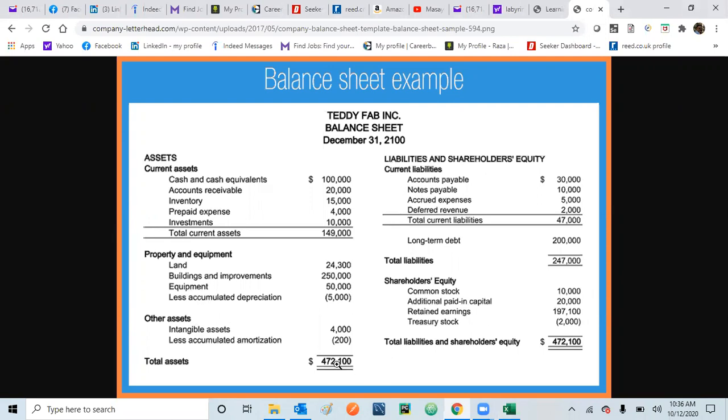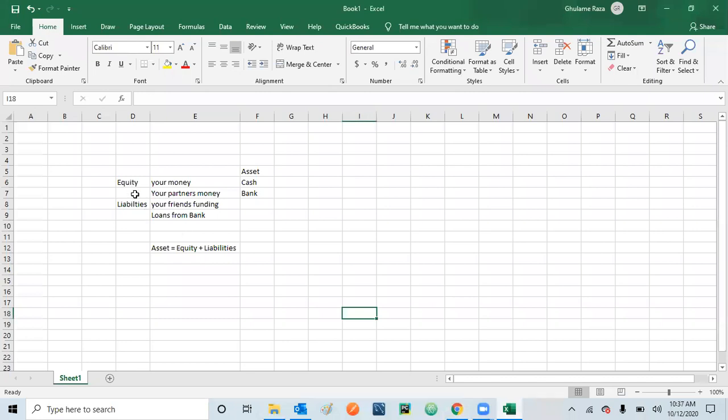And if you see, the total of this one and this one is always the same. Why? Because we have just learned in the formula that equity plus liabilities are the sources of income for your business, and you put it in your business account. So that business account comprises all the money that you get from different sources.